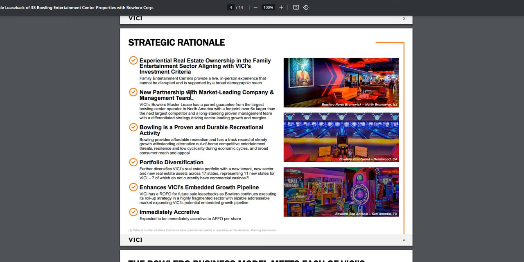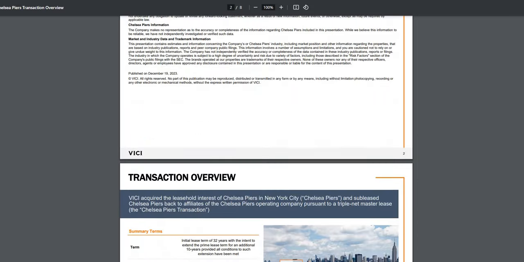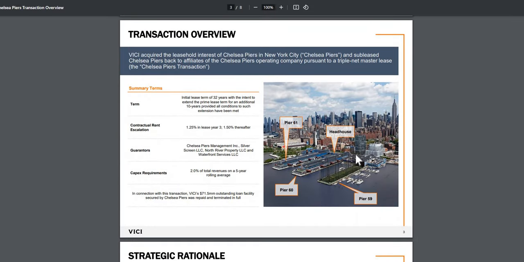Then we look towards December, so only a few months ago, the Chelsea Piers New York transaction for VICI Properties. Essentially what they did, as you can see here, there are three piers and a head house. They acquired the leasehold interest of Chelsea Piers in New York City and then subleased it back to them on a triple net lease master lease. So very positive as well. We can see VICI Properties isn't one that is just sitting still. They are doing a lot of deals and we try and report on every single one of these and bring them to your attention.